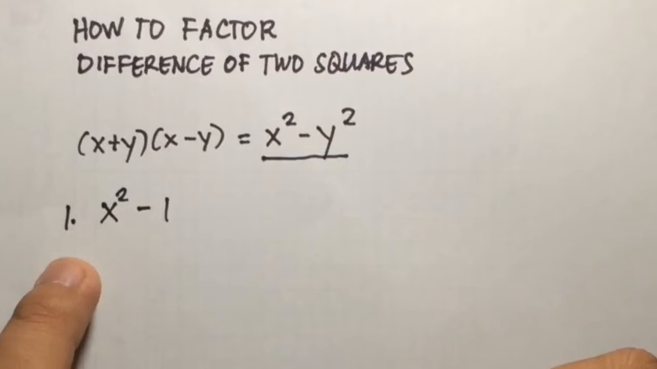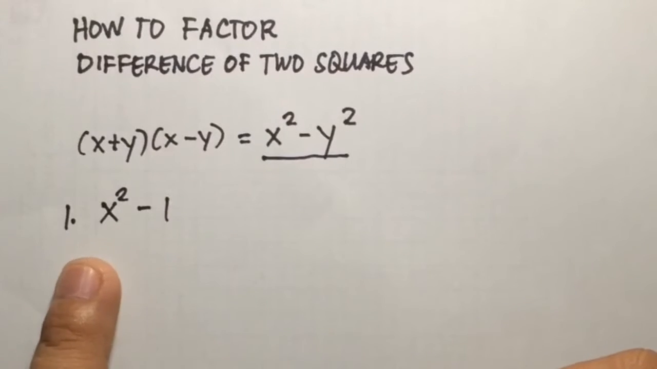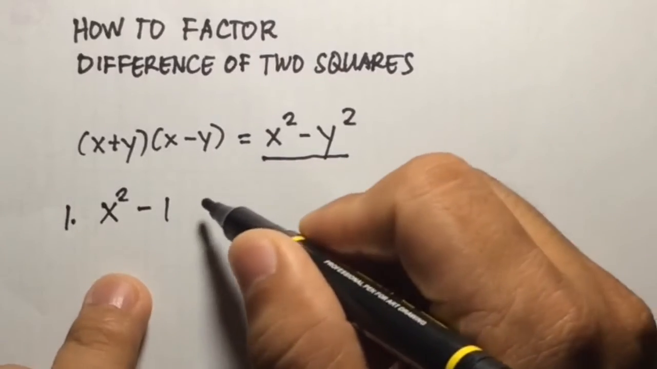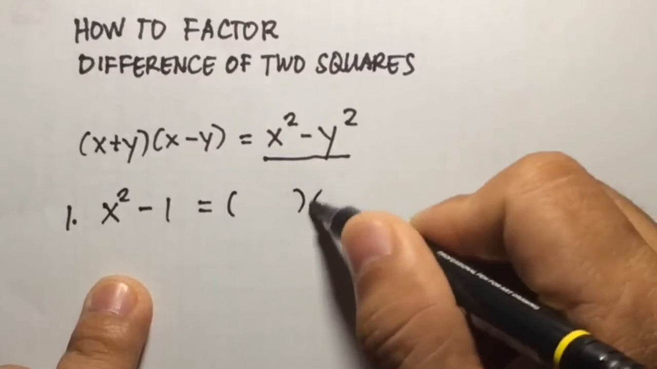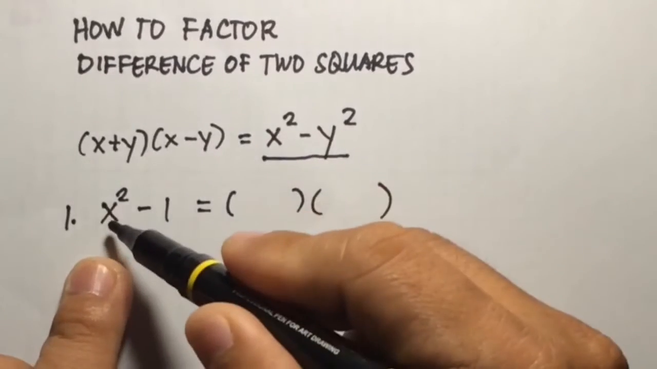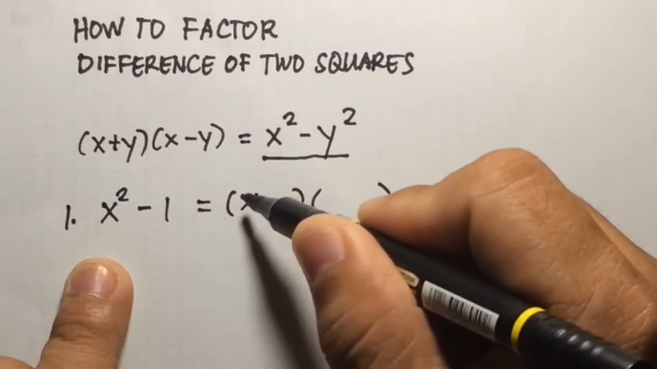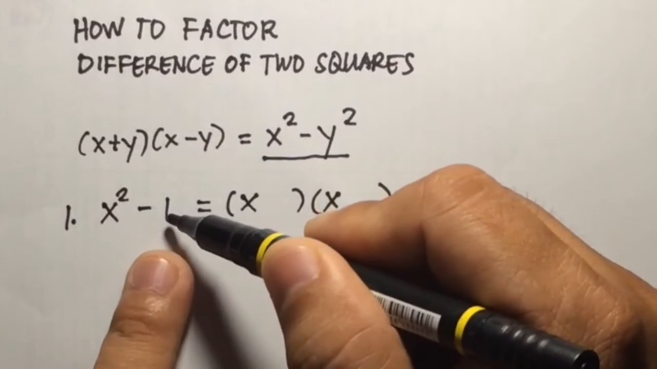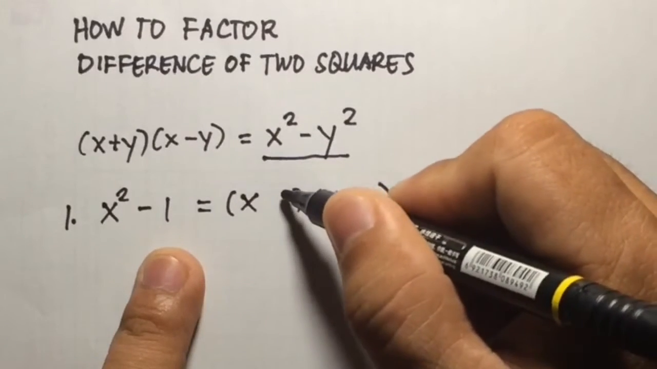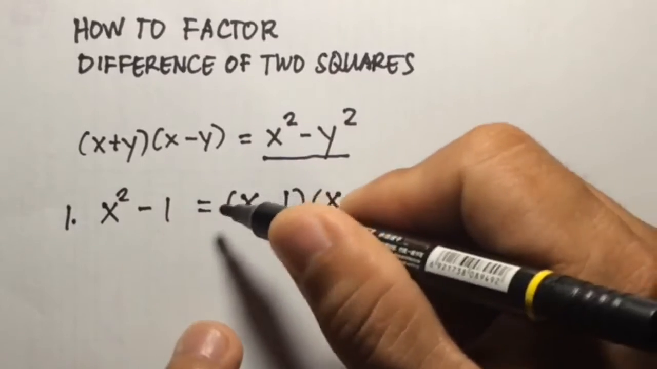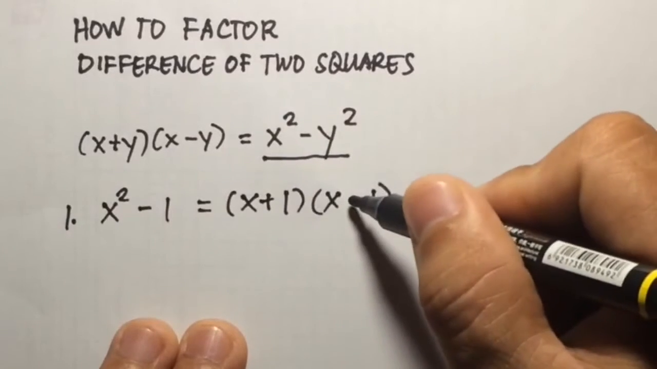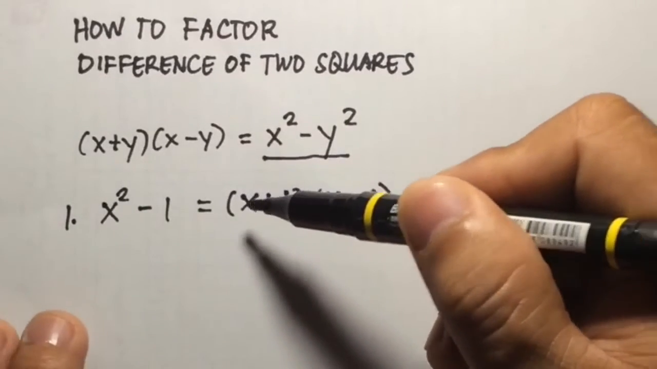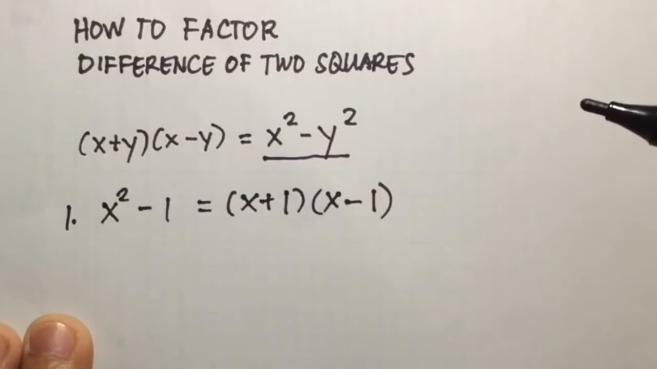So for example, if we're going to have here number 1, x squared minus 1, this is a difference of two squares. If we're going to factor this one, we'll just take their products. Then the square root of x squared is x, so this will be the first term of the factors. Then the square root of 1 is 1. So 1 here and 1 here. Then we'll just have their sum and their difference. So x squared minus 1, its factored form is the quantity of x plus 1 times the quantity of x minus 1.